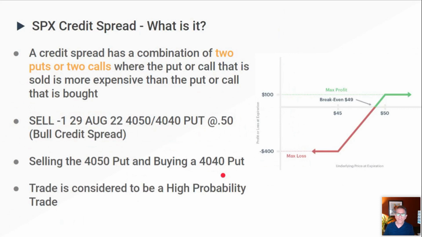So that's what you would receive on this trade when you put on the trade. The trade is considered to be a high probability trade, and the reason for that is because you don't have to get the direction exactly right. It's based on a range, and as long as the range is not breached, you'll make money.